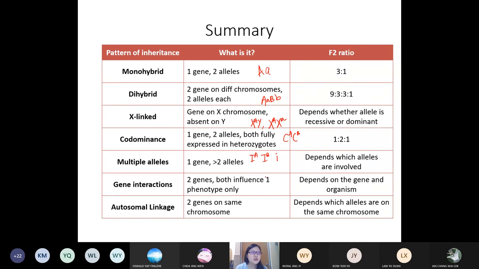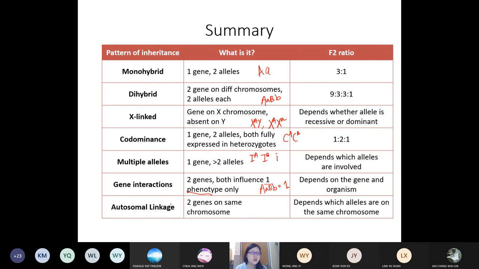And then last but not least, with the gene interactions, which sort of look like dihybrid, but the difference is they code for one phenotype only. So dihybrid can be tall, short, purple, white flowers. But in this case, two of these genes determine whether or not the flower is purple or white or pink, for example. And last but not least, we are going to learn autosomal linkage today.